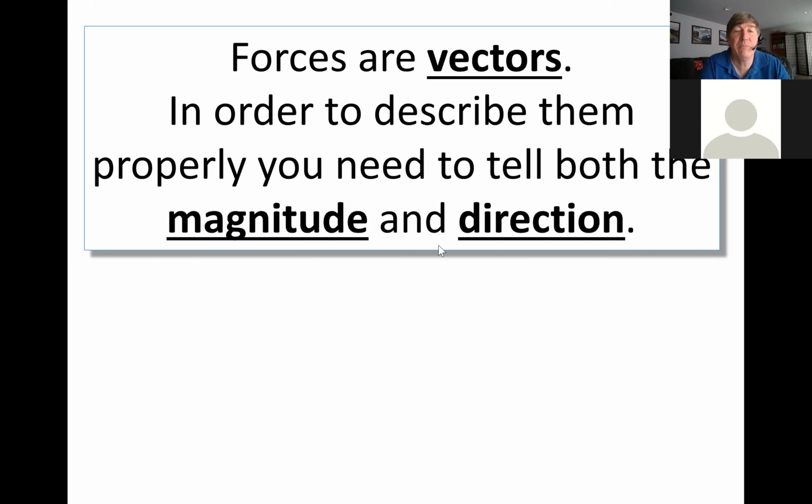But you also have to tell what direction the force is going. Otherwise, you have not completely specified the force. So whenever you have some quantity like that, where in order to completely describe it, you have to tell not only the magnitude, but also the direction, that thing is called a vector. So forces are vectors. If I'm pushing on some object, I need to say I'm pushing with 53 pounds and I'm pushing in the direction that's to the west. Otherwise, I haven't given you enough.